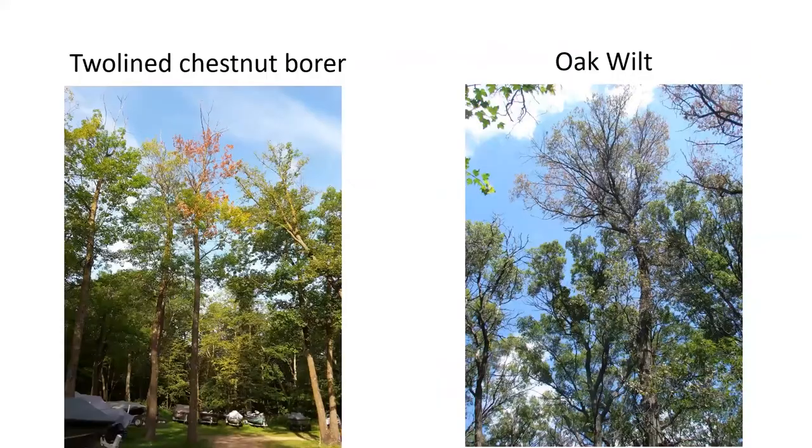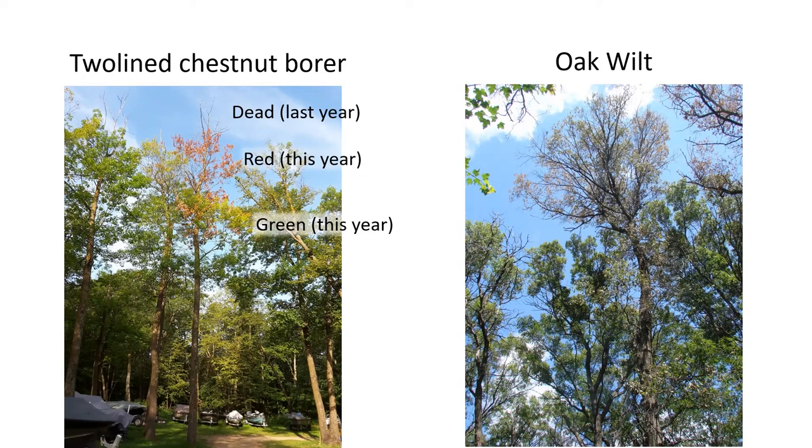In kind of normal situations where the oak wasn't extremely stressed, you get this pattern of two-line chestnut borer attack: a dead part at the outer crown that was killed last year, a red or orange part that was actively infested this year, and then a green part towards the base of the canopy that isn't showing symptoms of attack yet. That's classic two-line chestnut borer, with different color arrows indicating different years of symptom development. Whereas with oak wilt on the right, in 1 to 2 months, you just get rapid leaf color change and rapid leaf loss, 90% leaf loss.